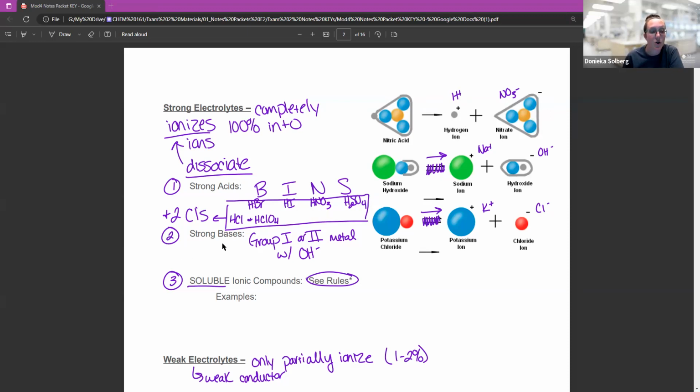There are also strong bases. Things that are bases are a group 1 or a group 2 metal. So when you're looking at the periodic table, the first column and the second column, those metals with a hydroxide or OH minus on it.